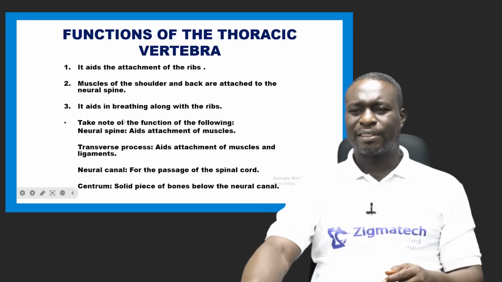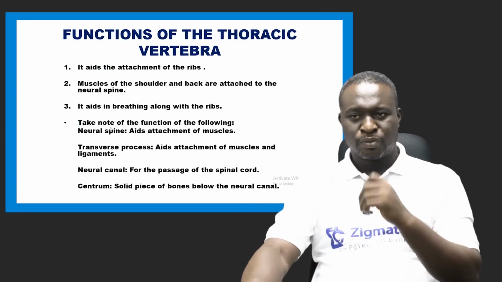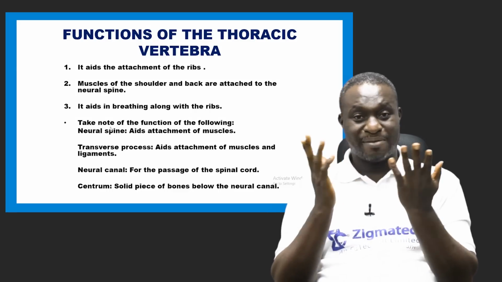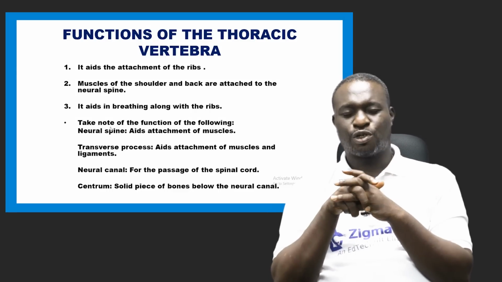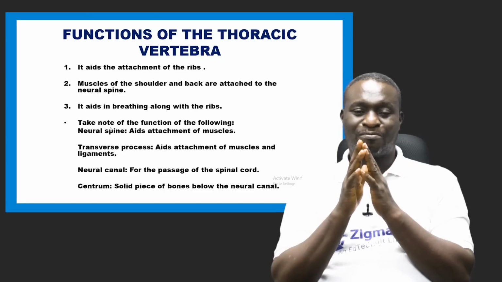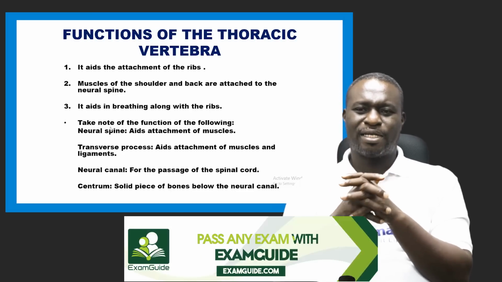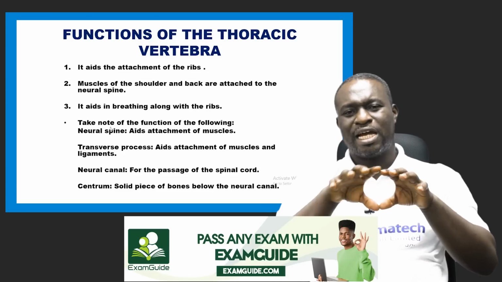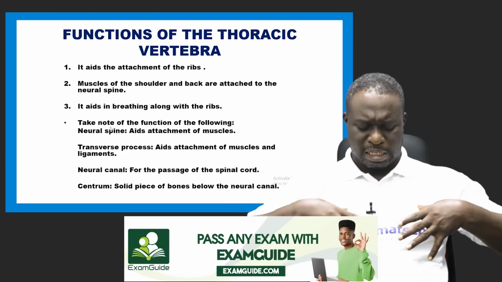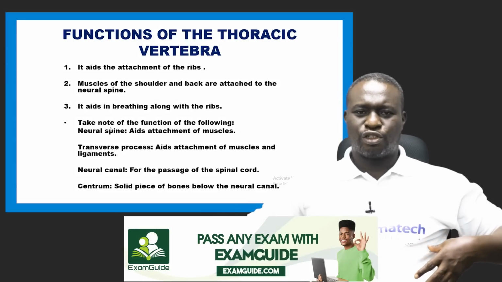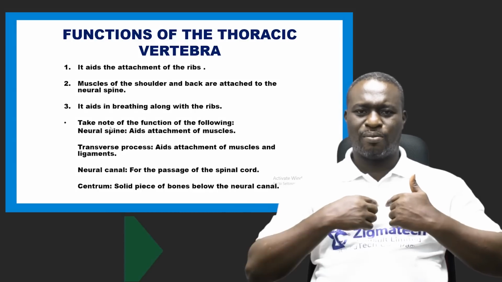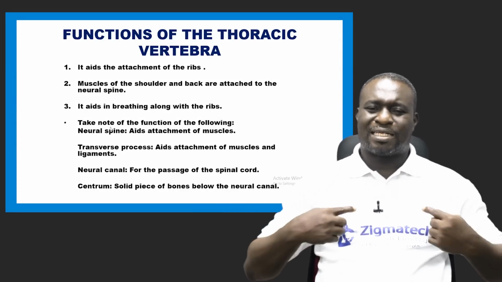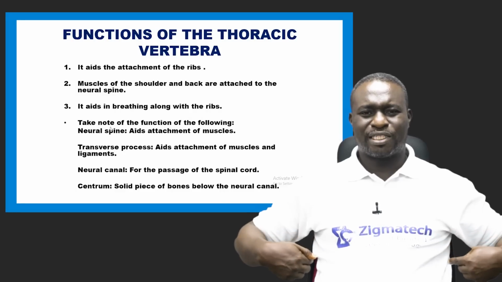Now let's take a look at the functions of the thoracic vertebra. Very important. They will ask it. Functions of the thoracic vertebra. Number 1, it aids the attachment of the ribs. If you take a look at the rib cage, the ribs are attached to the sternum and also to what? The thoracic vertebra.